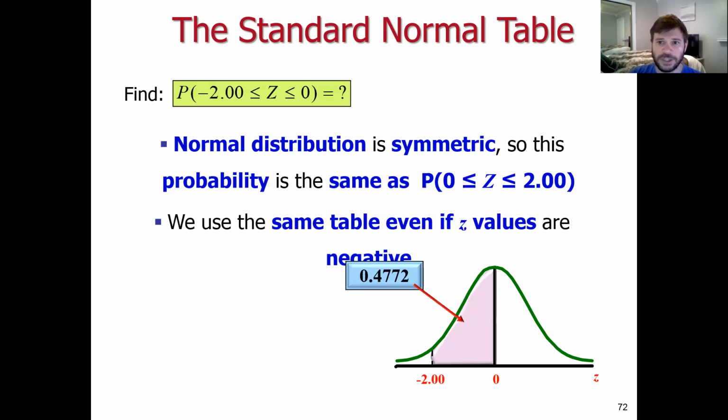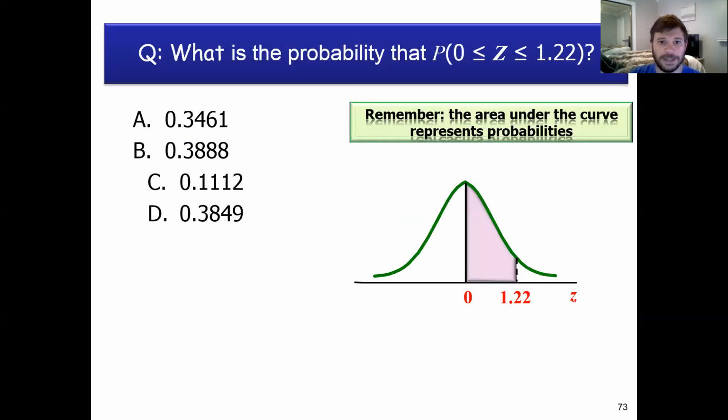But the first question here is asking, what is the probability that Z falls between 0 and 1.22? How many Z values are we going to have to look up here? Well, we're just going to need one, corresponding to this value 1.22. So let me switch my screen share for a moment to show you what that Z table looks like. We're going to find the Z value of 1.22 and go to the appropriate row and column to compute that probability.